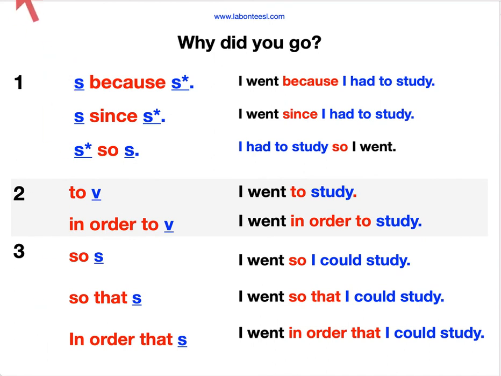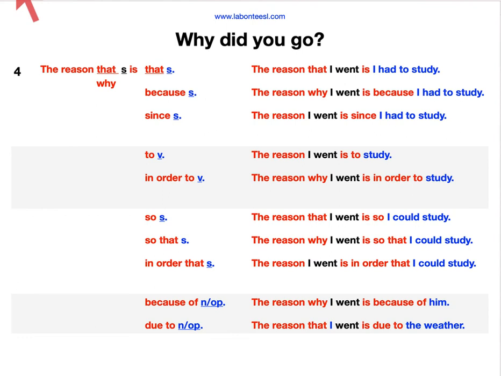We then come to the final one. "Why did you go?" In this pattern, "that" and "why" are optional. So the reason that I went, the reason why I went, the reason I went is the same. This "that" is also optional. The reason that I went is I had to study. You can put that here and it's the same. The reason why I went is because I had to study. The reason that I went is since I had to study.